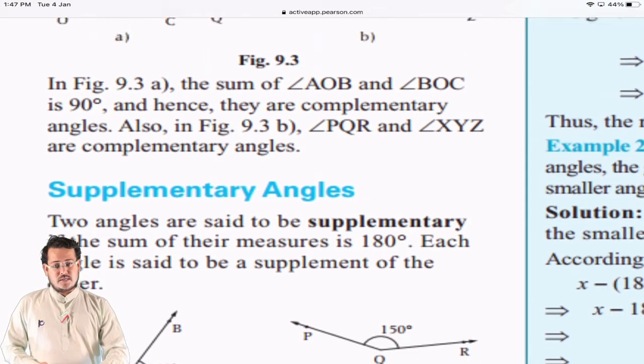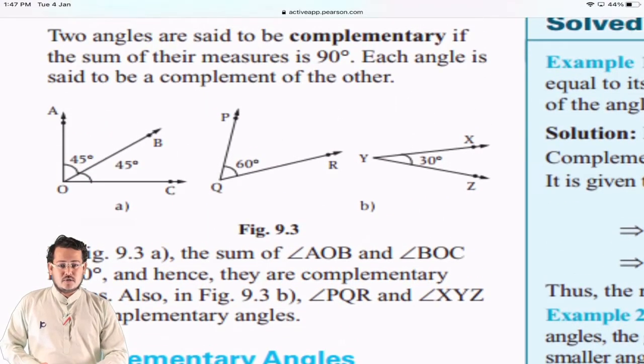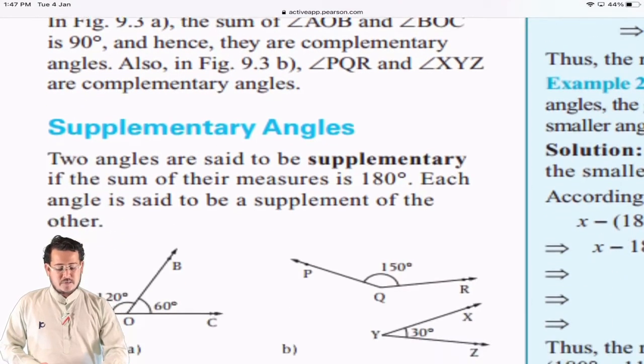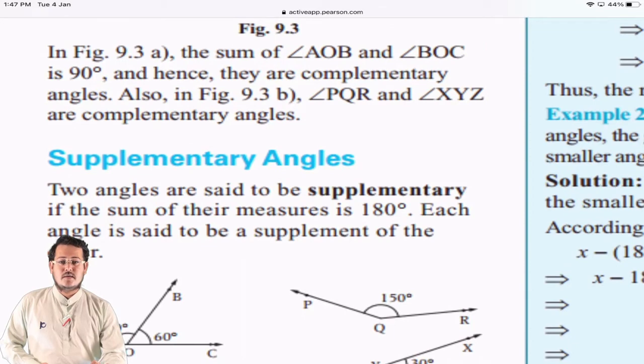So as we have seen in the complementary angle, the measurement should be 90 degrees. Here also in supplementary, the measurement should be 180. It should not be more than 180, it should not be less than 180. So we'll see.